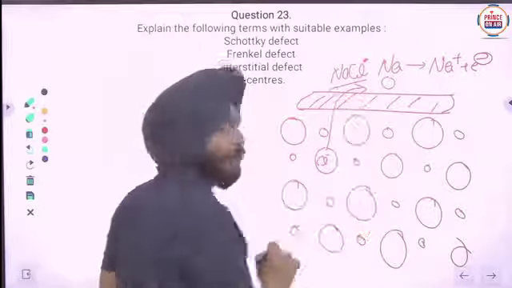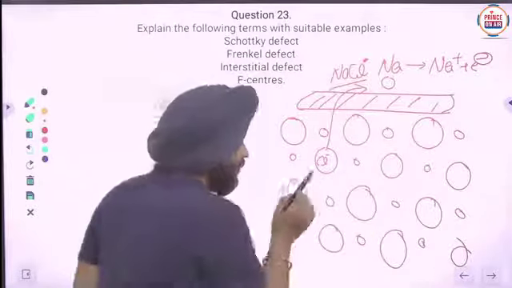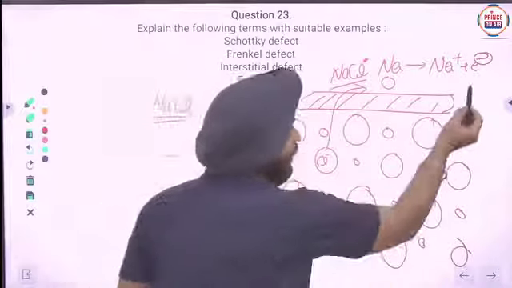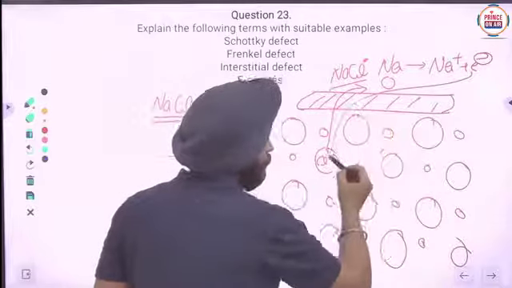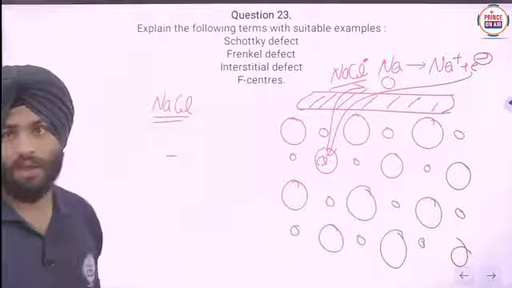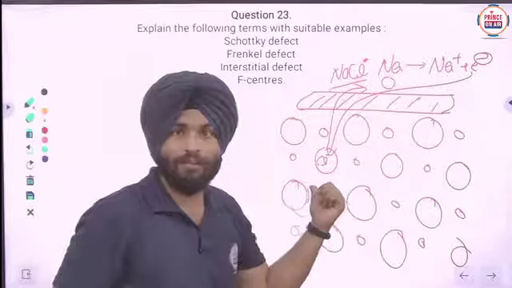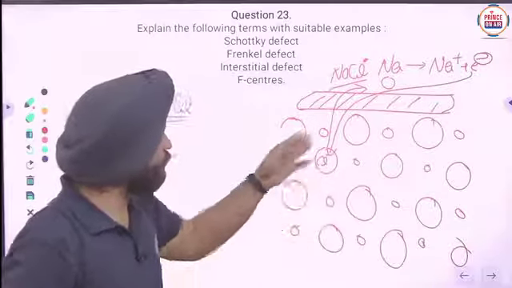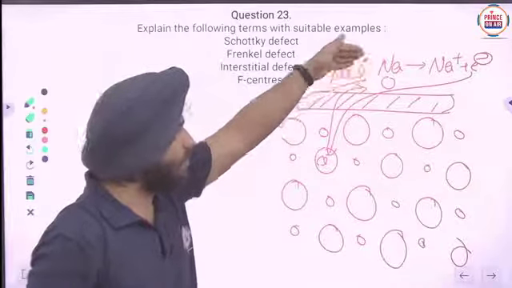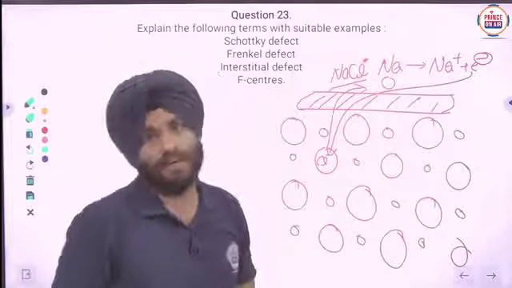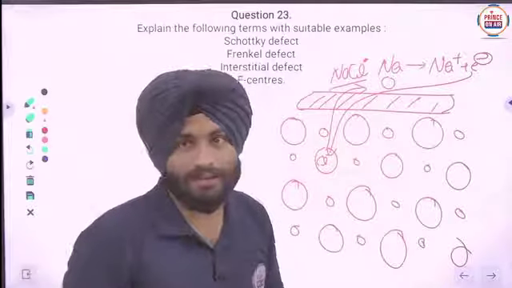Okay. Clear? And that chloride ion's position is occupied by that electron. So that electron will be occupying that chloride ion's position, and that chloride ion shifted towards the outside surface side, where it will combine with the Na positive ion and it will form NaCl crystals there also.